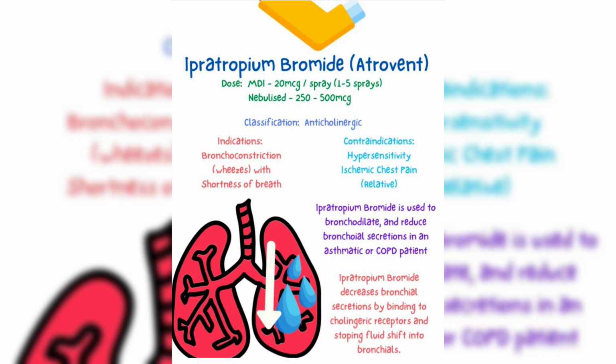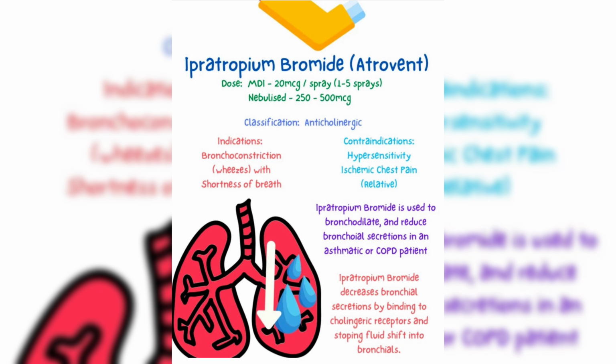Our third medicine is ipratropium bromide, also known as Atrovent. Dose: for metered dose inhaler, 20 micrograms per spray, 1 to 5 sprays. For nebulization, the recommended dose is 150 to 500 micrograms. Classification: anticholinergic. Indications: bronchoconstriction, wheezes with shortness of breath.